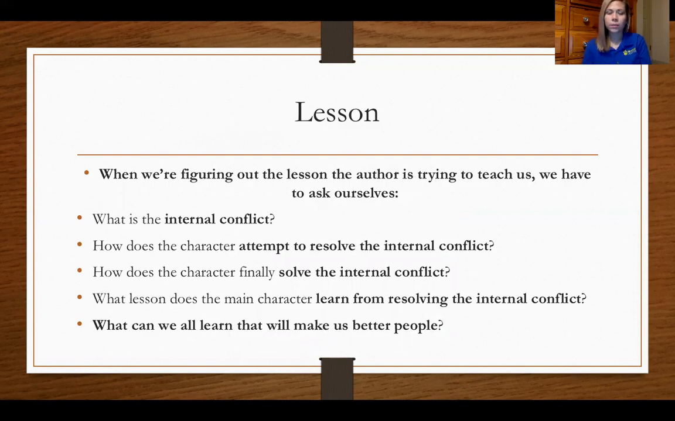a few questions. We ask, what is the internal conflict? How does the character attempt to resolve the internal conflict? How does the character finally solve the internal conflict? What lesson does the main character learn from resolving the internal conflict? And what can we all learn that will make us better people?